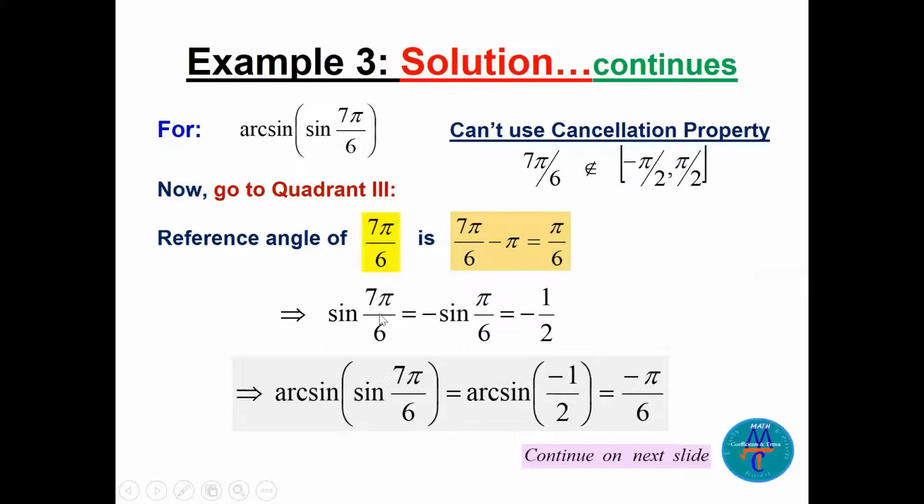So sine 7 pi over 6, see what I'm trying to do? Simplify the number inside the bracket here. So sine 7 pi over 6 is minus because of quadrant 3, sine the reference. And we know sine pi over 6 is half, so that's minus half. So to find arc sine 7 pi over 6 will be sine inverse, or arc sine, minus half, which is minus pi over 6. You see, this is the answer for this. That's a little tricky part here.